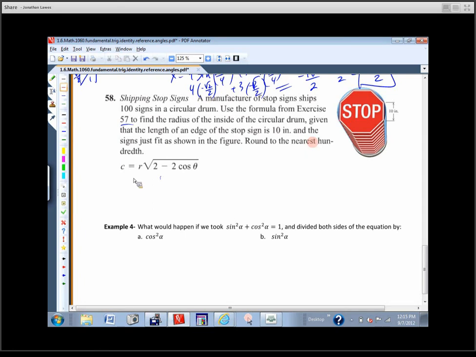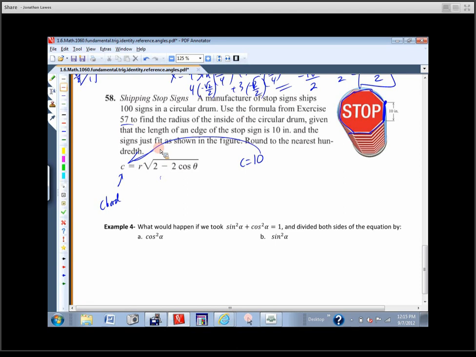Okay, this right here stands for chord. A chord on a circle is a line that goes from one side to the other side. So this has actually 8 chords on it. Okay? A diameter is a special type of chord. It happens to go through the center. So how long is a chord on this problem right here? C equals 10. We know we can plug that into the formula.